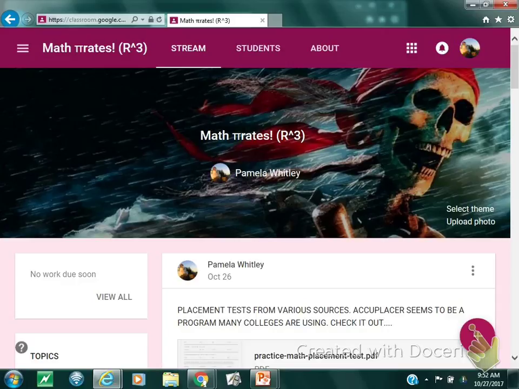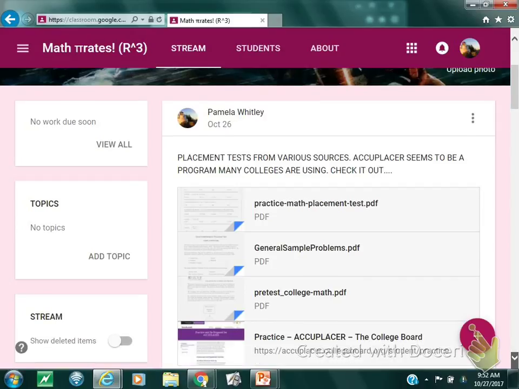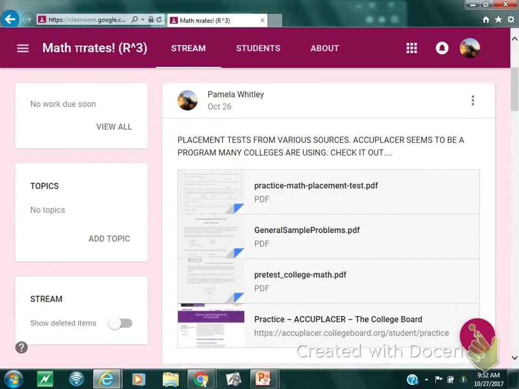So, if you notice down here, yesterday I added some placement tests, because that's what the kids are now more concerned with. If they're not making an 18 or a 19 in math when they go to college, even Jeff State or somewhere else, they've got to take a placement test.